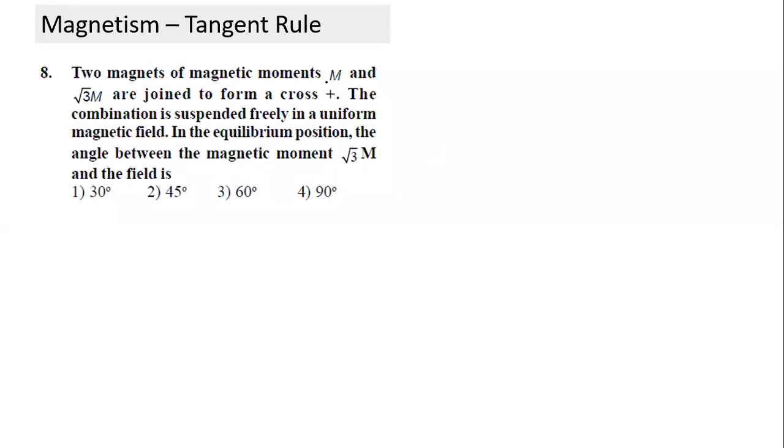Two bar magnets. We can represent a bar magnet with an arrow. One bar magnet is M, and the other, root 3M, and they are joined to form a cross. How are they joined? They are joined at 90 degrees. One is M, the other is root 3M. These are two bar magnets, and we join them together.